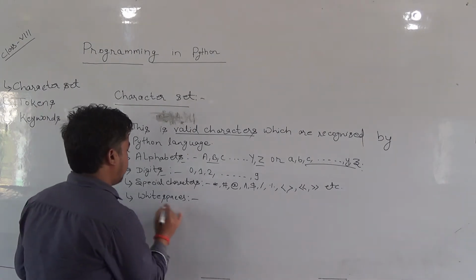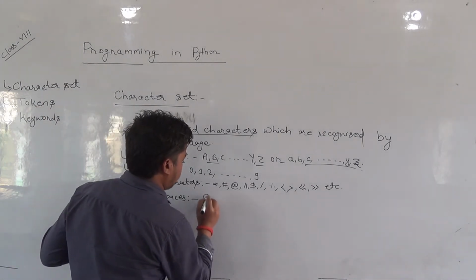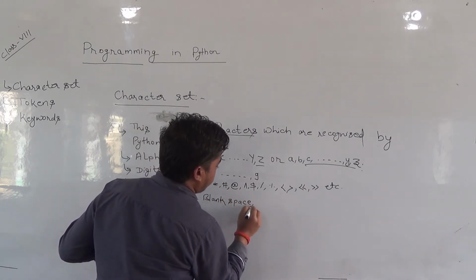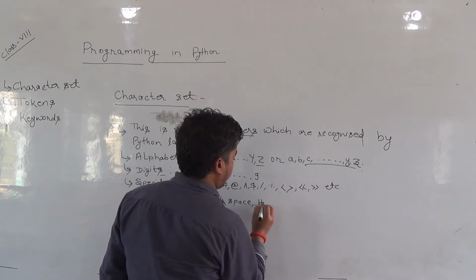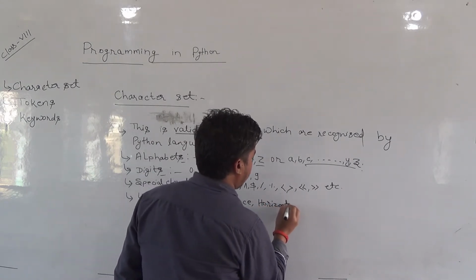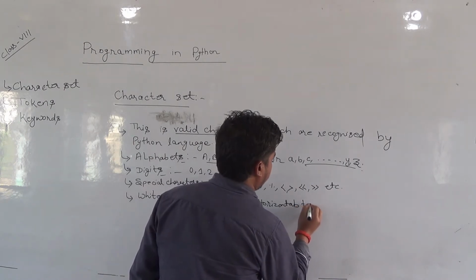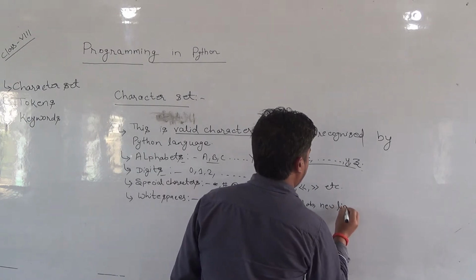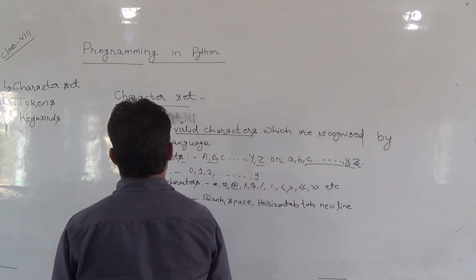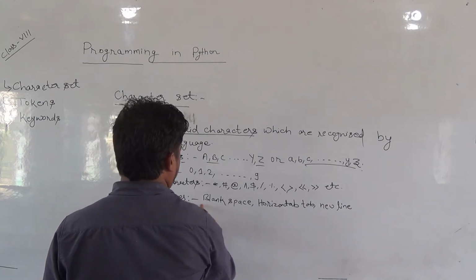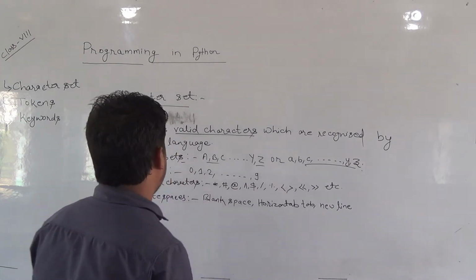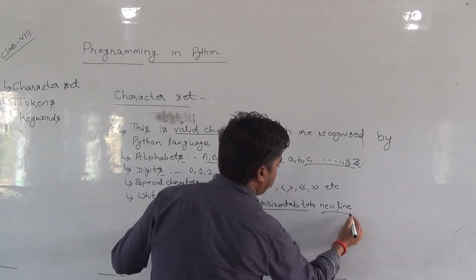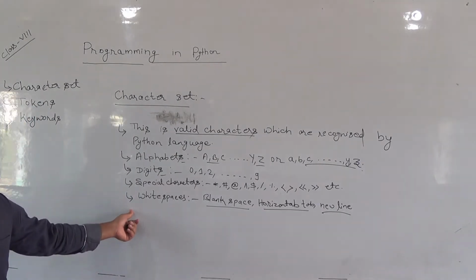Next is white spaces. Under white spaces, blank space will come, then horizontal tab, and new line. So under white spaces, blank space, horizontal tab, and new line, all these three will be there.